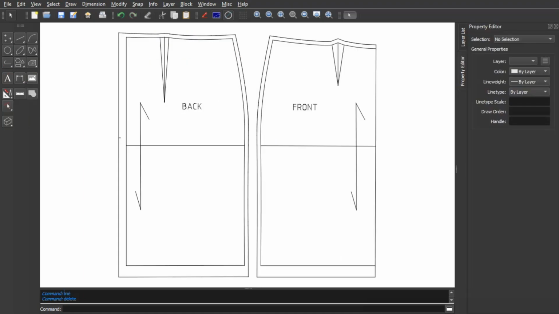Add the seam allowance. I have added 1 centimeter all around except the center back and center front. The center back has a 2 centimeters zip allowance. The center front has no seam allowance because it will be cut on fold. The hem allowance is 3 centimeters.